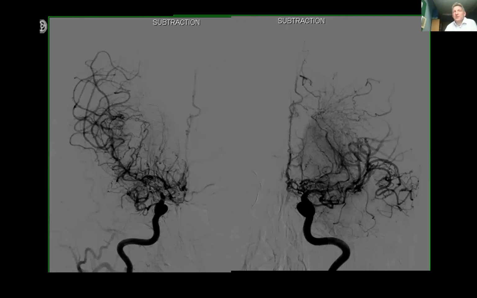Yeah. So she made a good recovery. Anything else? We get further DSA images of the rest of the vessels and consider bypass. Yeah, and what would you consider bypass for here? She's got no ischemic symptoms. She's made a full recovery from her hemorrhage. I think it would be with the aim of reducing pressure in these fragile vessels coming from.